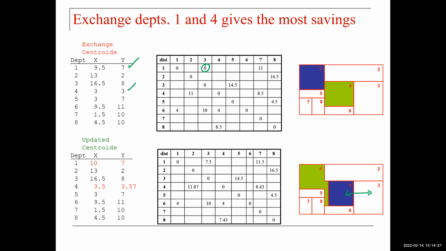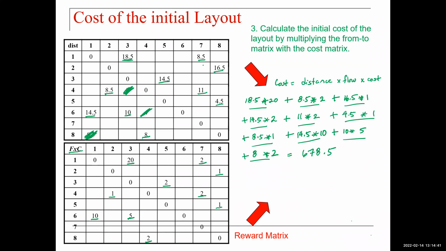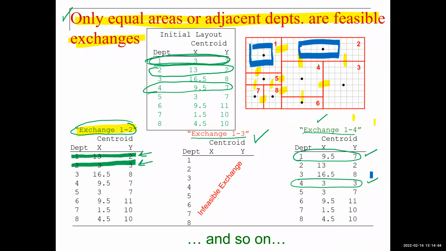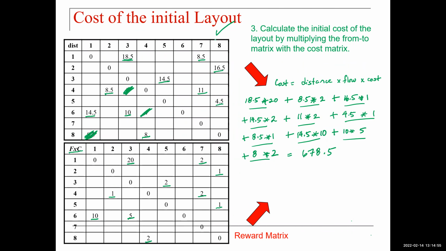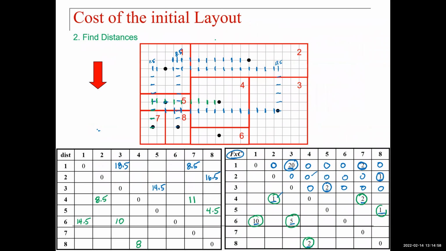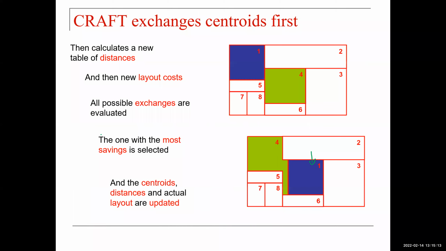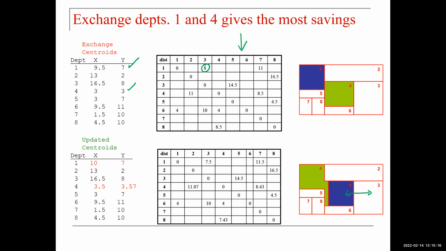And same thing: you have to go back here and assume that this one is now 1, this one is now 4, and recompute all the distances, these distances that we computed here. So going back here, we're basically saying this is 1, this is 4, so now we have to update these tables. And the result of updating that table is this one. Based on the new location of the departments, we update the distances. And after that, then we compute the cost.